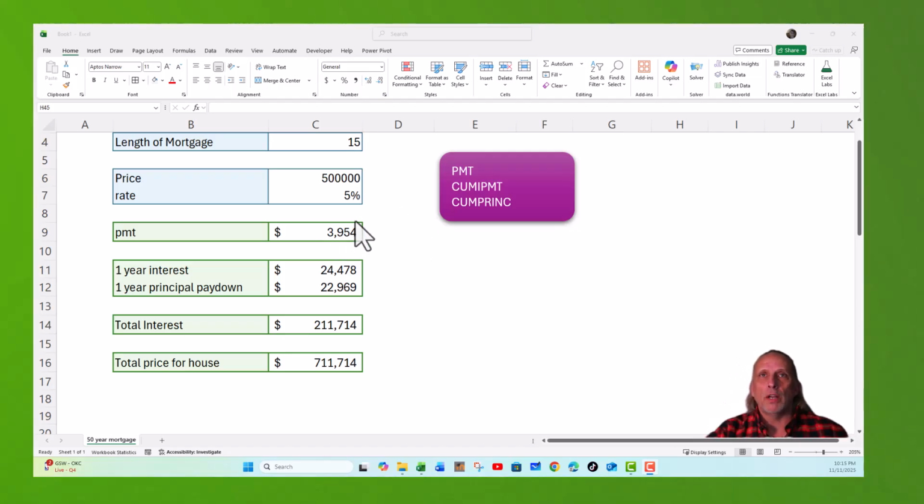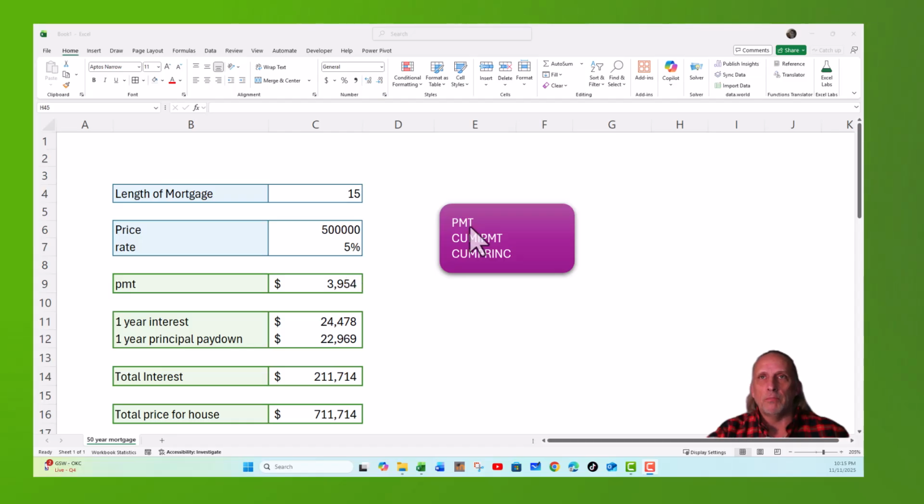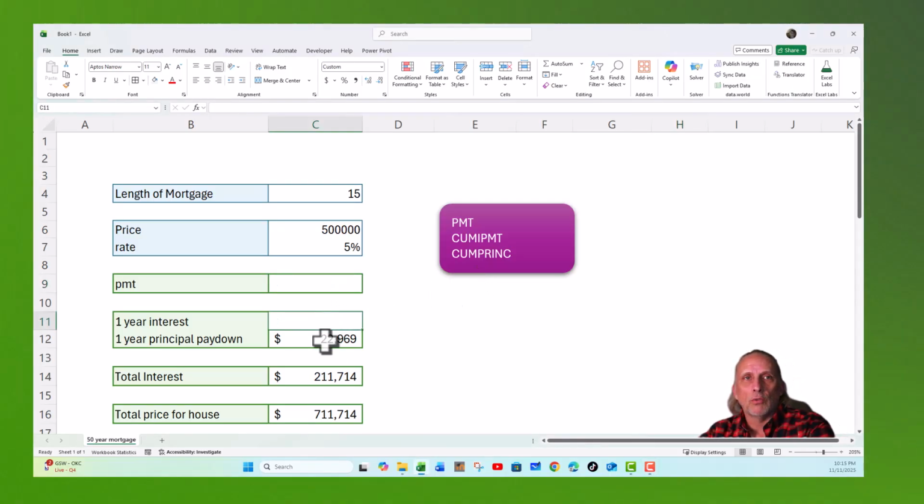So we're going to use three financial functions. PMT calculates the mortgage payment. CUMIPMT is a cumulative interest payment, and then CUMPRINC is a cumulative principal between two periods. So let me go ahead and just delete those for now because we're going to make them all over again.